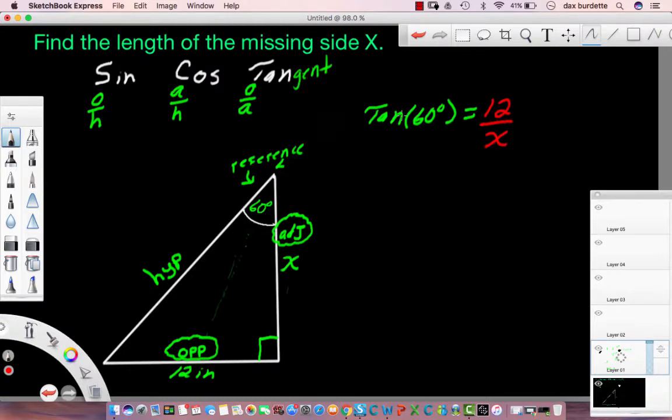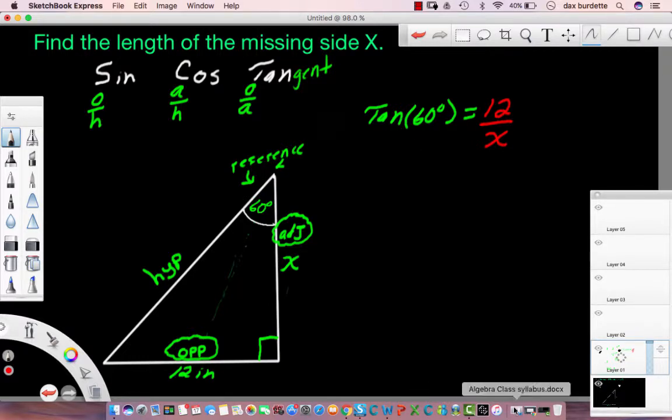I know it doesn't look like it yet, but this is about to turn into a very easy problem to solve. Because tangent 60 degrees is actually going to give us a ratio. By utilizing the calculator in a second, we're going to be able to type this in. The calculator is going to tell us, hey, if this angle is 60 degrees and one side is 12, then the other side has to be exactly blah, blah, blah, so it will equal this particular ratio.